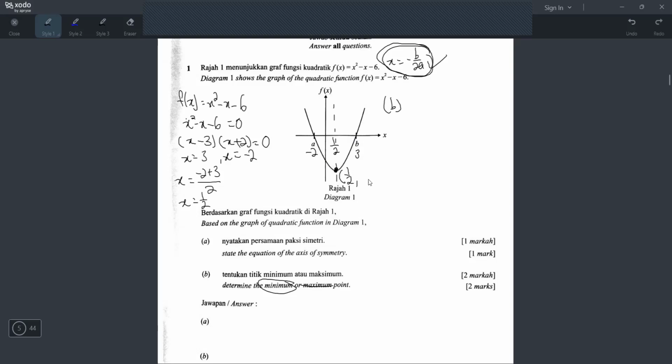We already know the x coordinate of the minimum point, but we don't know the y coordinate. It's very easy to find: we just substitute the x coordinate into the equation. I substitute 1 over 2 for every x. After we press all this, we get -25 over 4, and that's the y coordinate. Of course, you have to write minimum point, so write down the coordinates: 1 over 2, -25 over 4. This is how you get full marks for this question. Hope you understand.